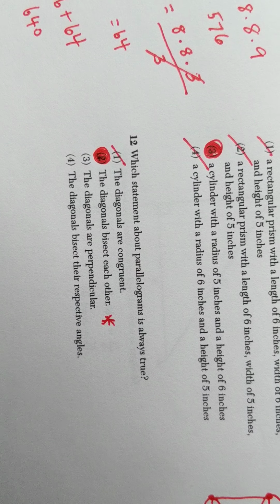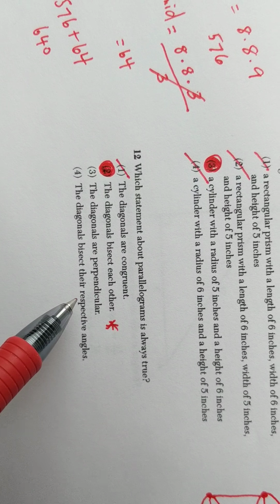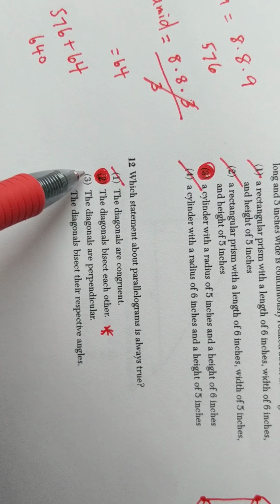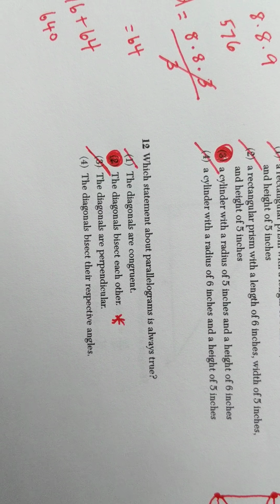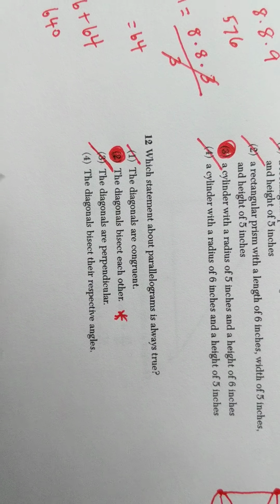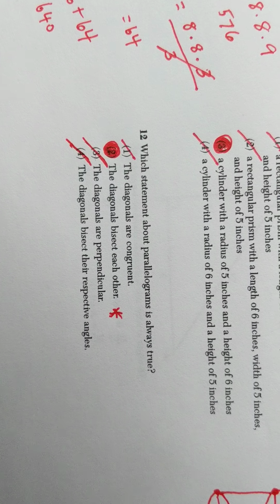And then the diagonals are perpendicular. Well, they are in a rhombus, but they're not in a rectangle. The diagonals bisect their respective angles. They do that in a rhombus, not in a rectangle. So the answer to 12 is 2.